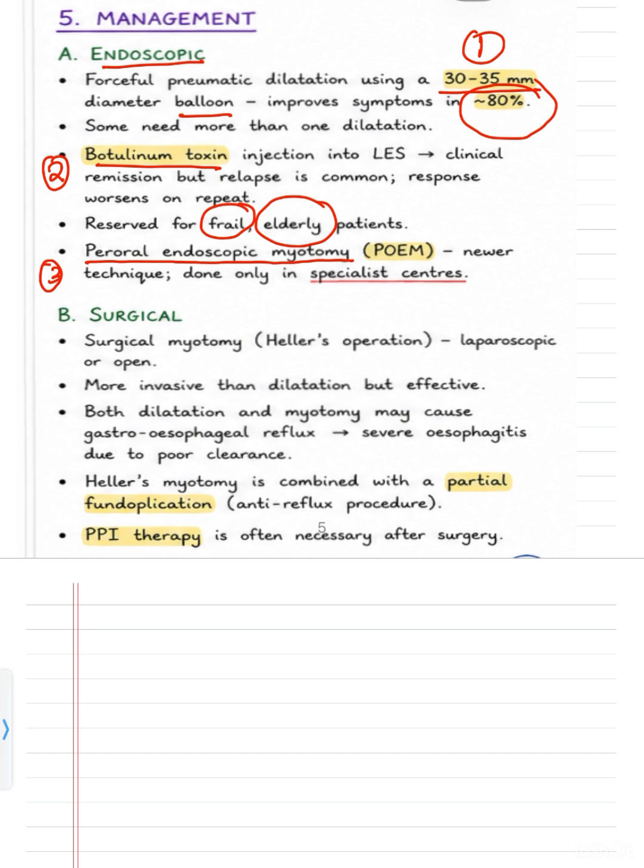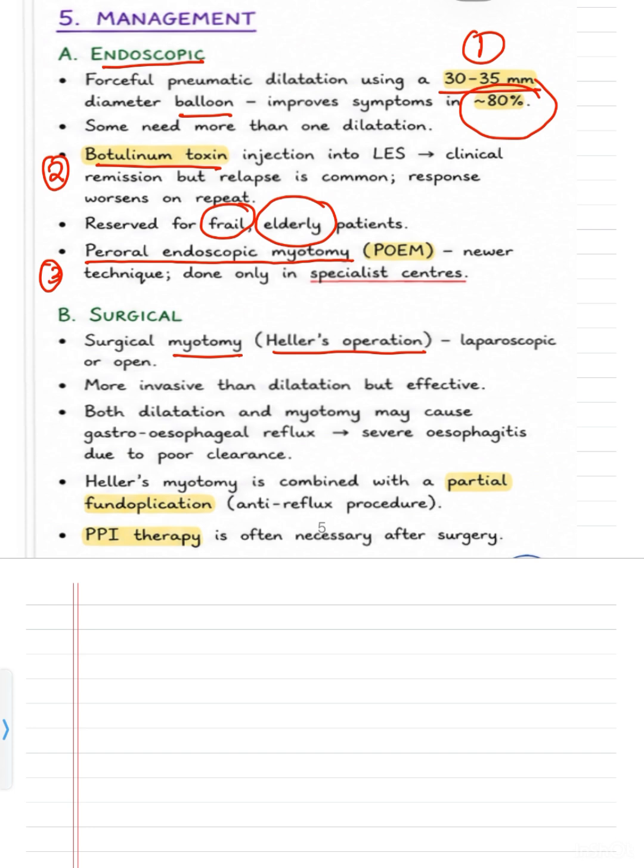Now, if endoscopic treatment fails, we can go for surgical treatment. Surgical treatment is Heller's operation, in which we do a surgical myotomy. It can be done laparoscopically and also open. It is more invasive than dilatation, but it is more effective. But what is the problem?